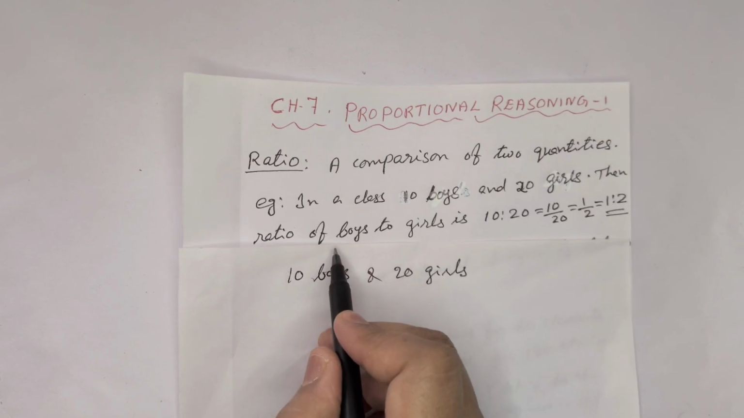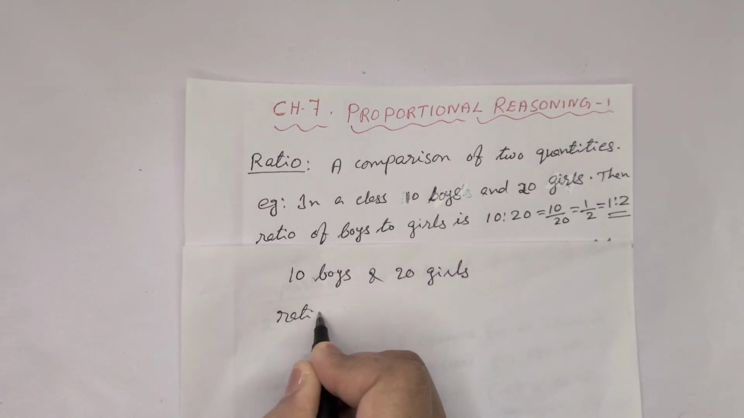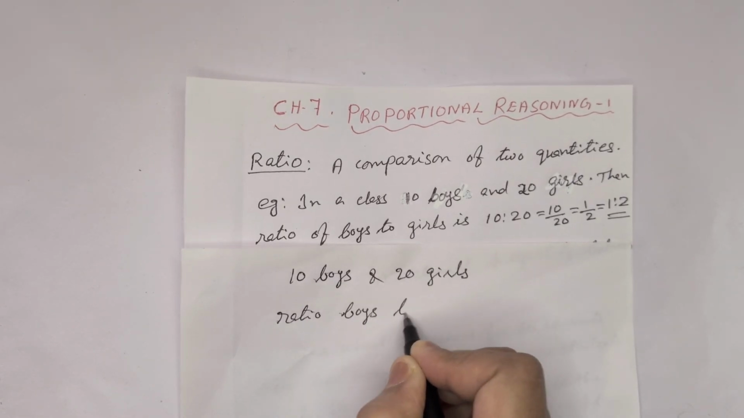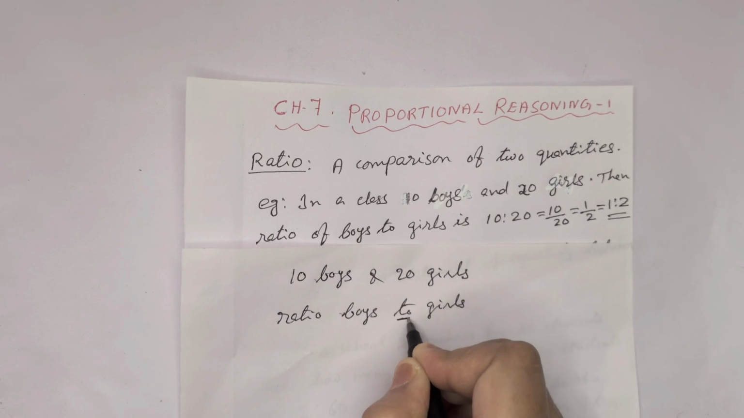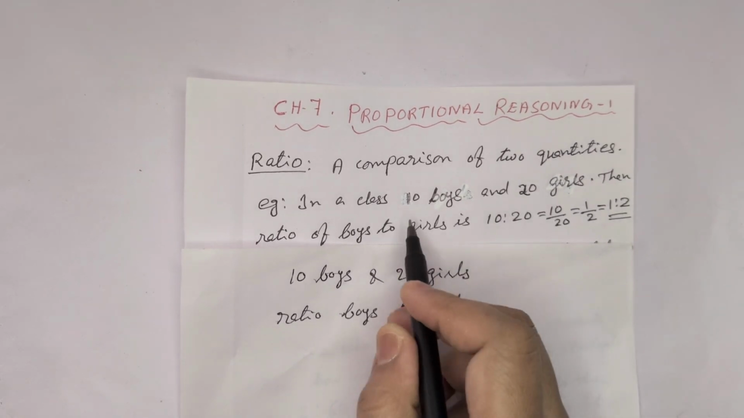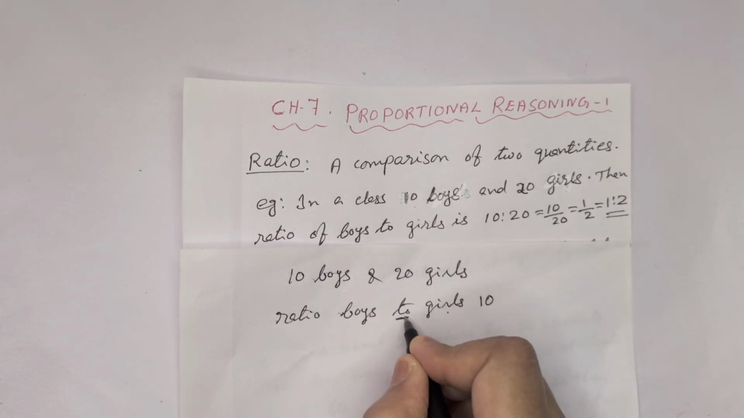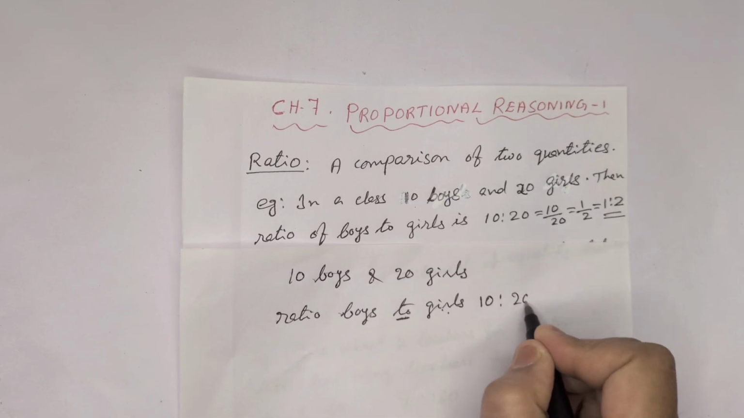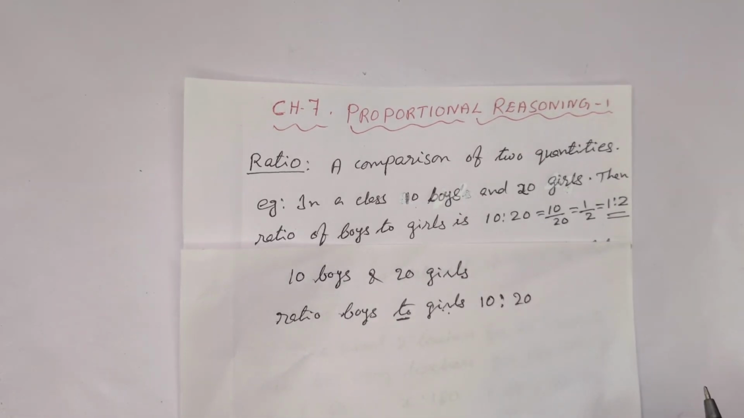Then the ratio of boys to girls. This "to" is important. Number of boys to number of girls. So here, number of boys is 10, that we can write first, and after "to", number of girls, that is 20. This we can represent by the two dots, the colon. So 10 is to 20.